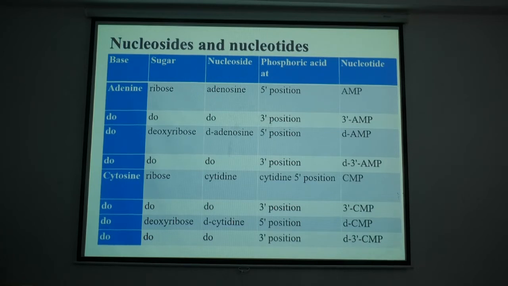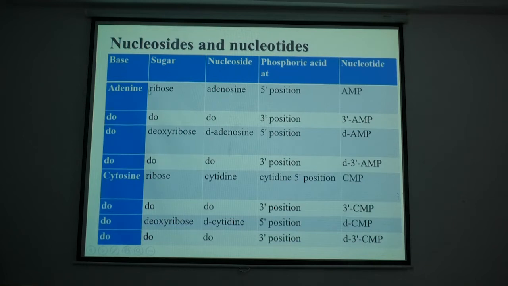At that time for nucleoside you will write the composition and then give some examples. Nucleotide also the same way. Say, adenosine. This adenosine, what is that? Is this a nucleoside or nucleotide? Nucleoside. This is the nucleoside.